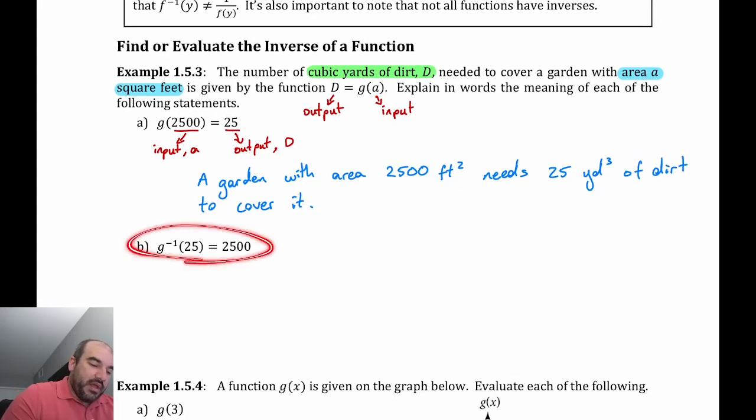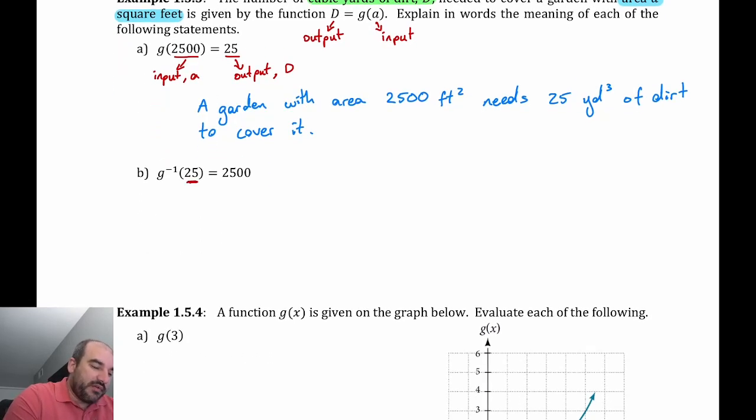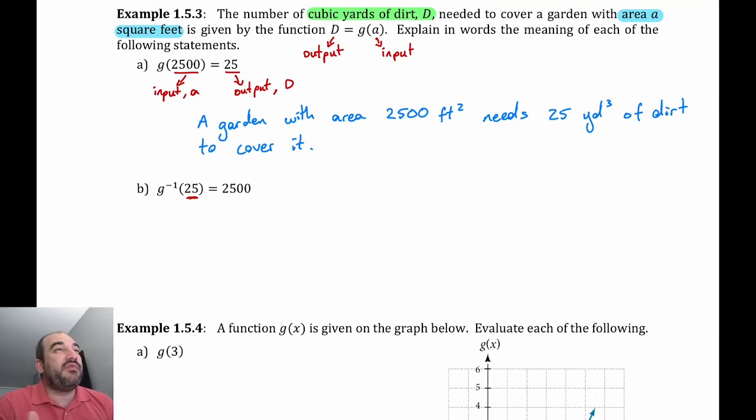What part B is showing is that, remember, this is G inverse, right? So this is the inverse of this function, so the inputs and outputs are switched here from before. In the second part of the example, this 25 in the parenthesis is the input for the inverse function, which used to be the output for the regular function. So this is actually going to be D, and this is going to be A. Nothing really changed from the first one. The 2,500 is still the A, and the 25 is still the D. Just the notation switched.